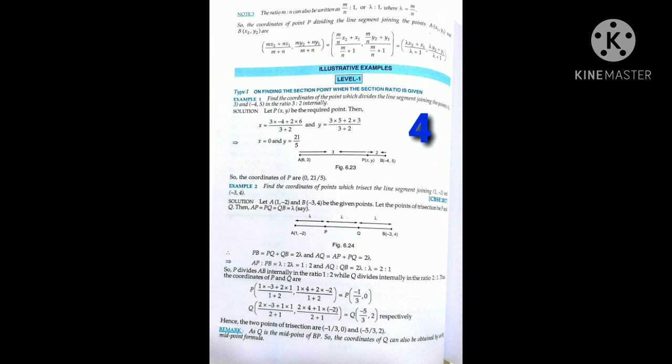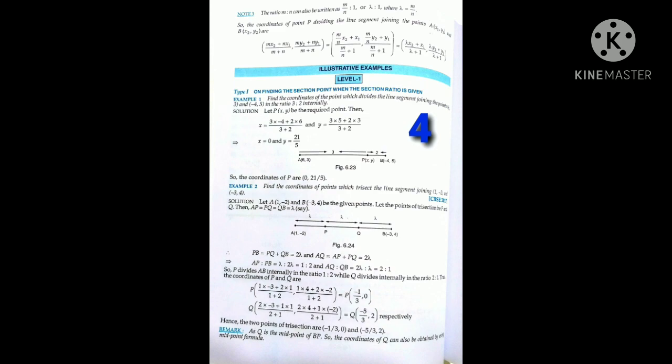(mx2 plus nx1) divided by (m plus n). This will give the x coordinate, and (my2 plus ny1) divided by (m plus n). This will give the y coordinate, and here we are given m is equal to 3, n is equal to 2, and the points are respectively given. So we find that x is equal to 0 and y is equal to 21 by 5. Therefore, the coordinates of the point P are (0, 21 by 5).